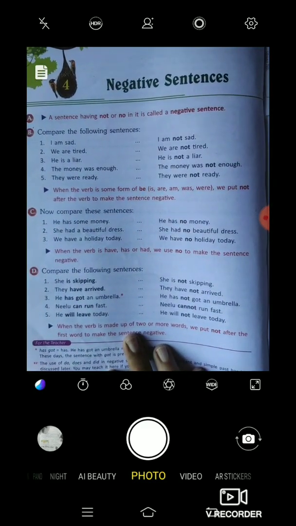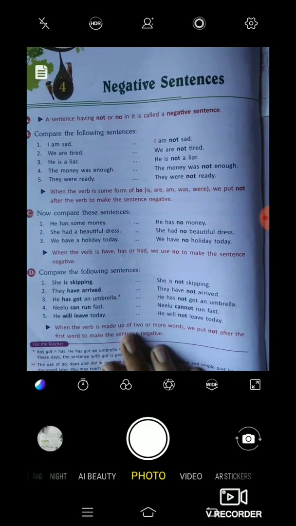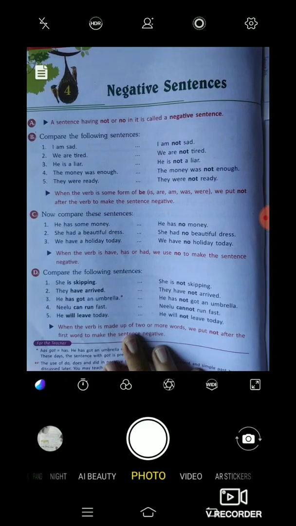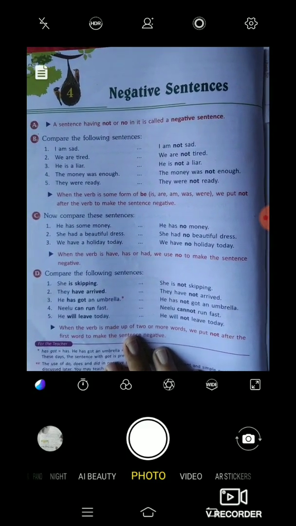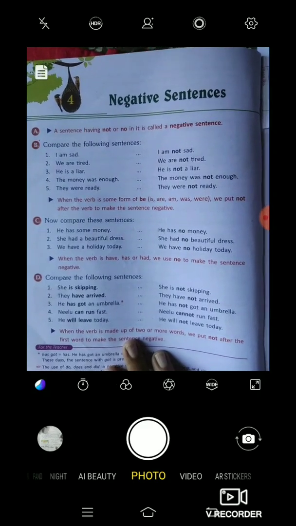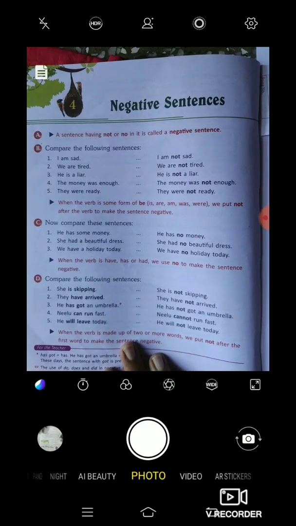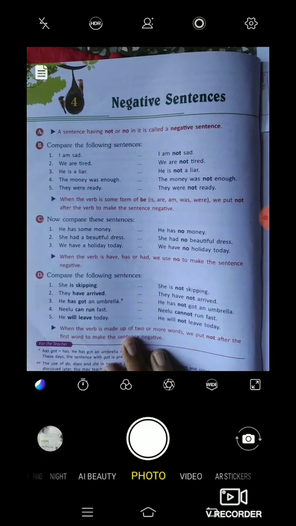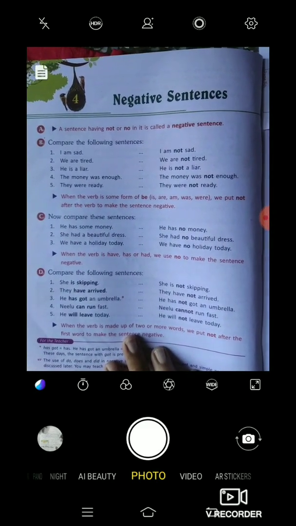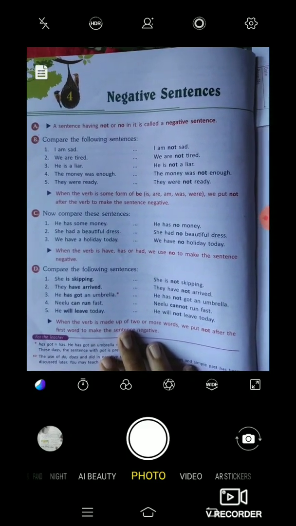We have done tenses in our last online session. If you remember, we had done simple present tense, simple past tense and simple future tense. Now for these three tenses, we will learn how to frame a negative sentence in those three tenses. That is simple present, simple past and simple future.